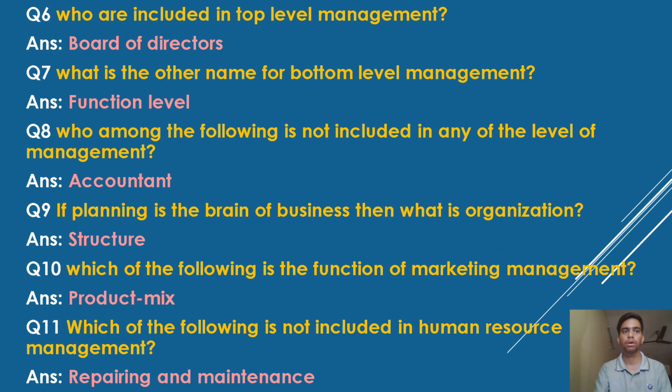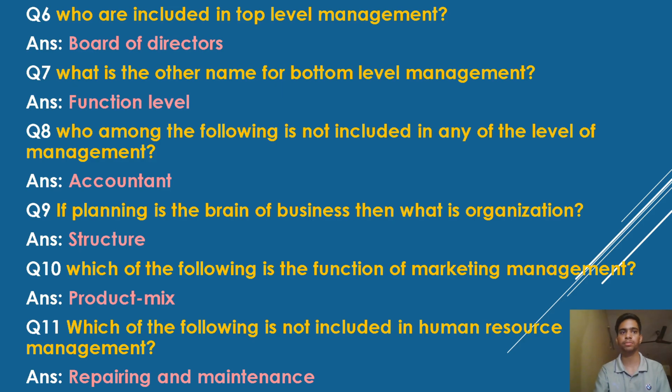How many levels of management are there? 3. Who are included in top level management? Board of directors. What is the other name for bottom level management? Function level. Who among the following is not included in any of the levels of management? Accountant. If planning is the brain of business, then what is organization structure? Which of the following is the function of marketing management? Product mix.